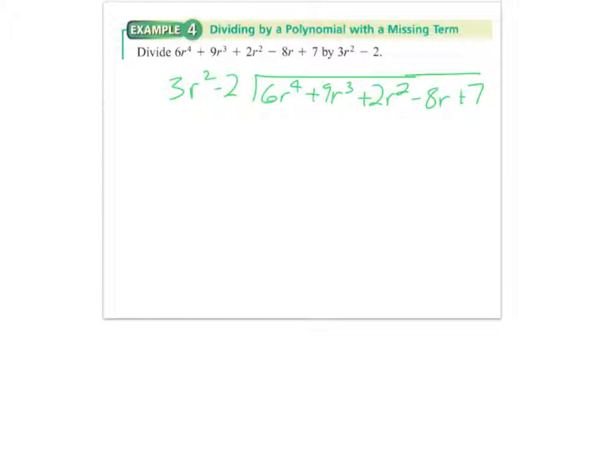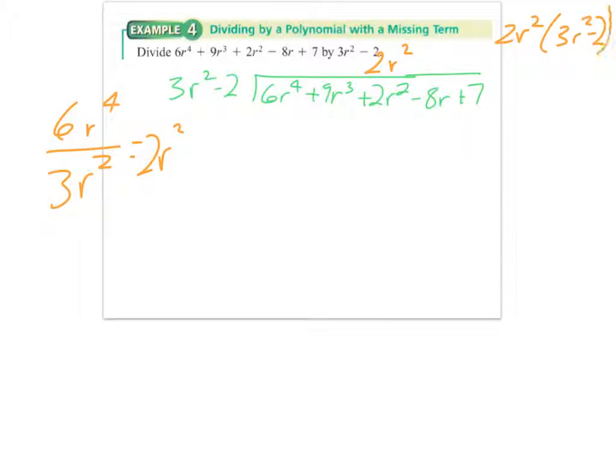So we'll start just like we always do, divide the first term of the dividend, 6r to the fourth, by the first term of the divisor, 3r squared. It gives me 2r squared, so that's the first term of my quotient. So then I need to find my product, 2r squared times 3r squared minus 2. So I get 6r to the fourth minus 4r squared. So notice I don't have an r cubed term there. So I switch my signs, subtract the 6r to the fourth, add the 4r squared.